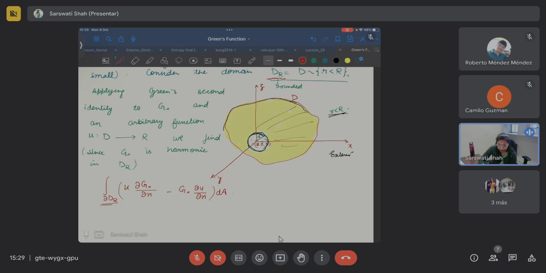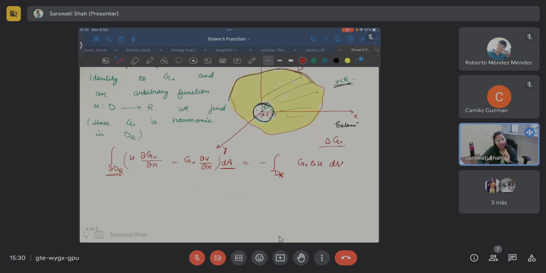Since we are taking the integration over the boundary, this is the small surface term, and this equals minus the integral over the domain D_r of Z naught del u dV, where V is the volume. Since the second derivative of Z naught in this domain is 0, the second term will vanish. So this is Green's second identity. You can turn over pages and go over Green's first, second and third identities with the special cases.